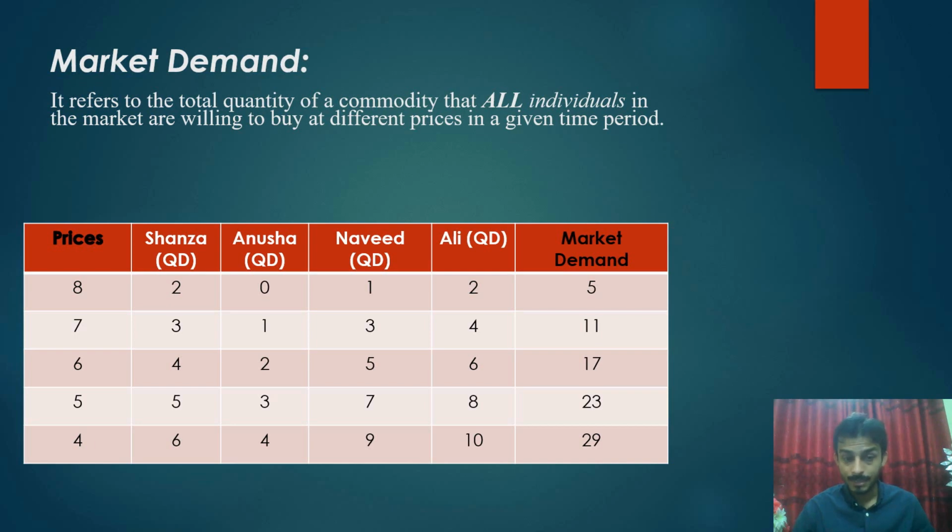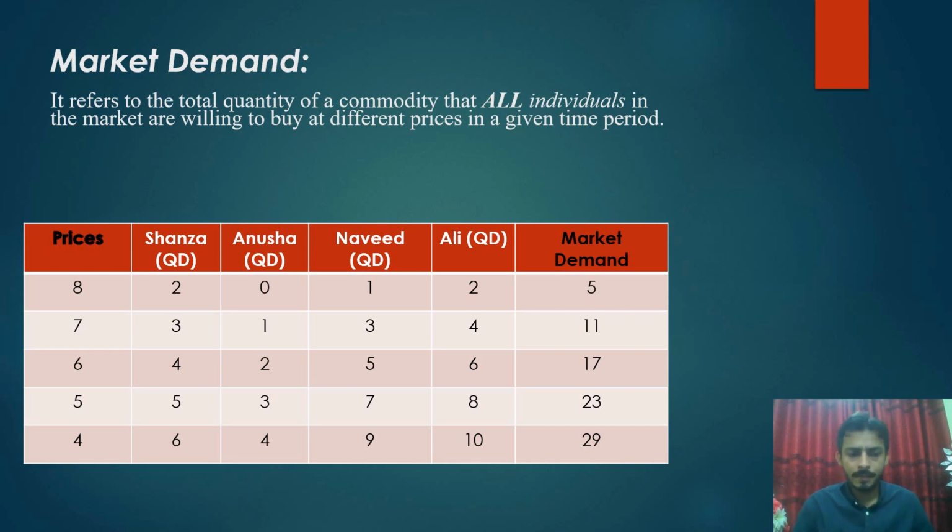When the price decreased, Shanza increased her purchasing from 2 to 3, because we have already discussed earlier that there is an inverse relationship between price and demand. Price decreases, demand increases. Price increases, demand decreases, right? So keep that in mind as well. Then the price decreases to 6, 5 and 4, and the quantity increases. Shanza 6, Anusha 4, Naveed 9, Ali 10.